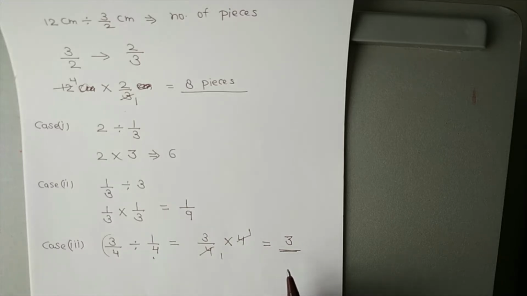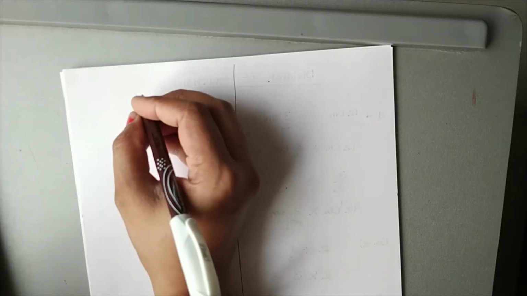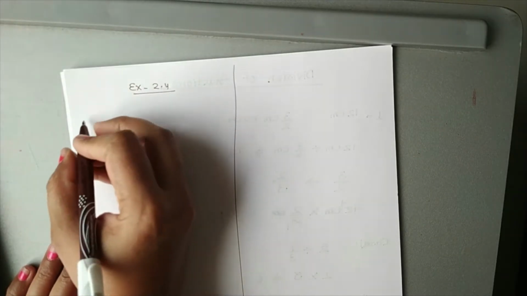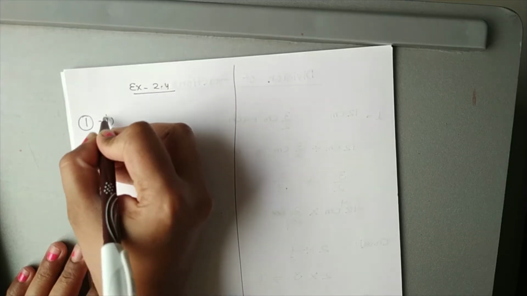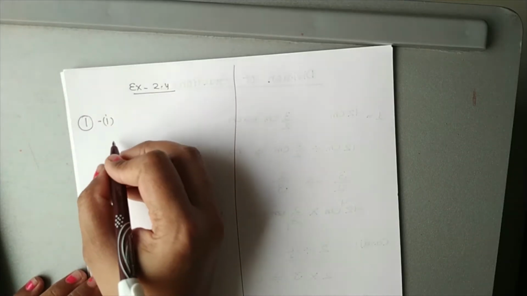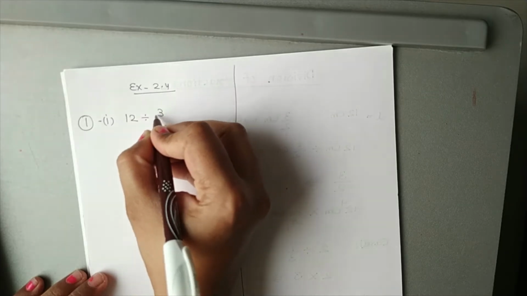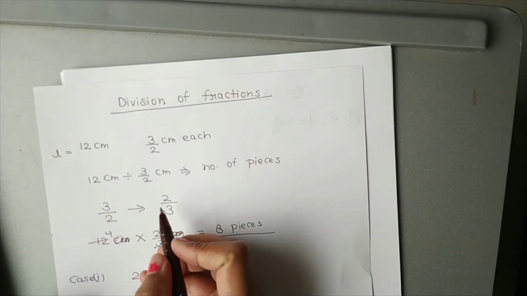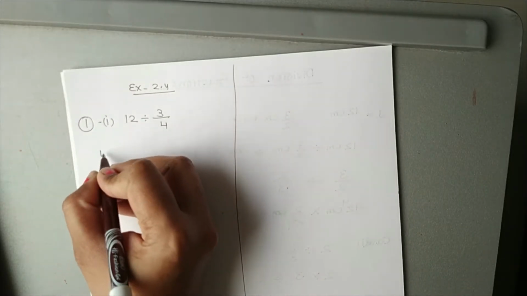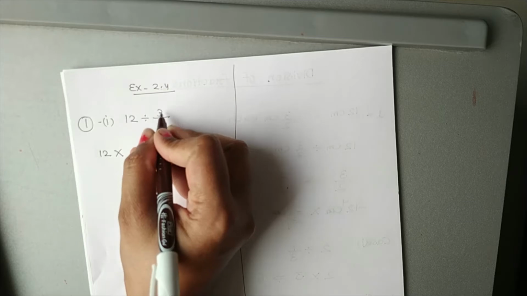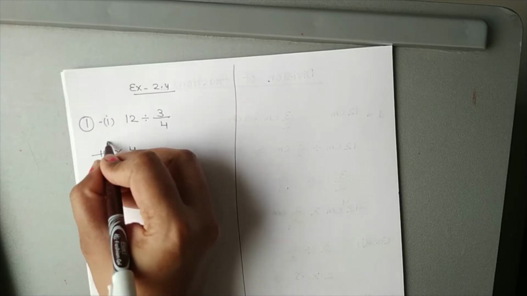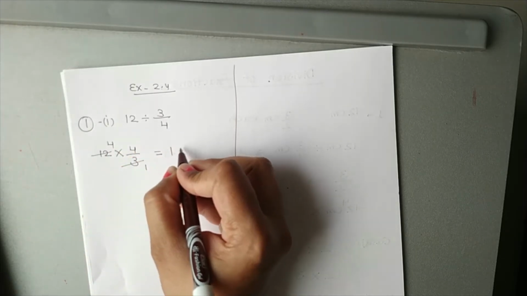Okay, now move on to exercise 2.4. The first question is divided by 3 upon 4. This is another question. First step, we have to convert into multiplication, then write the reciprocal of 3 upon 4, that is 4 upon 3. Now it will be cut. 3 1s are 3, 3 4s are 12. So the answer will be 16.